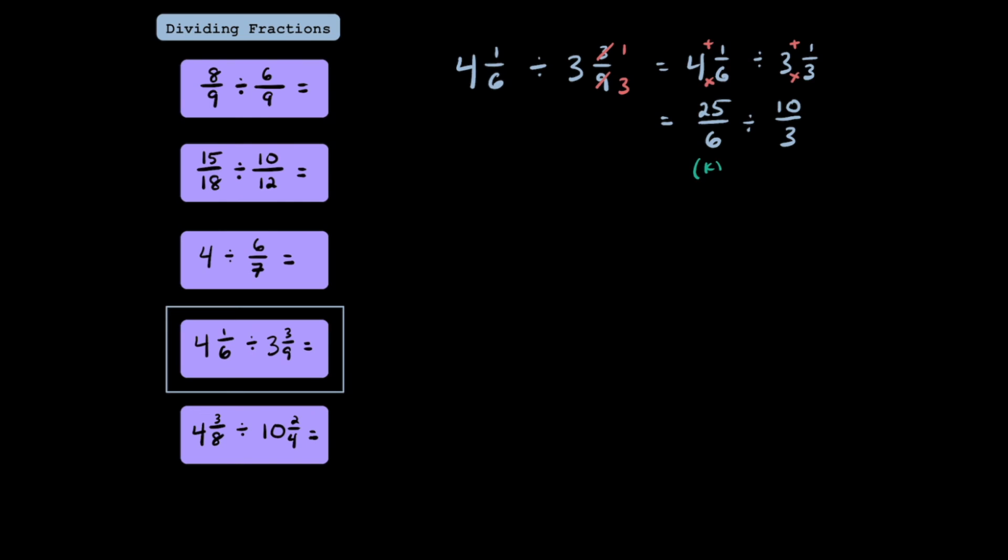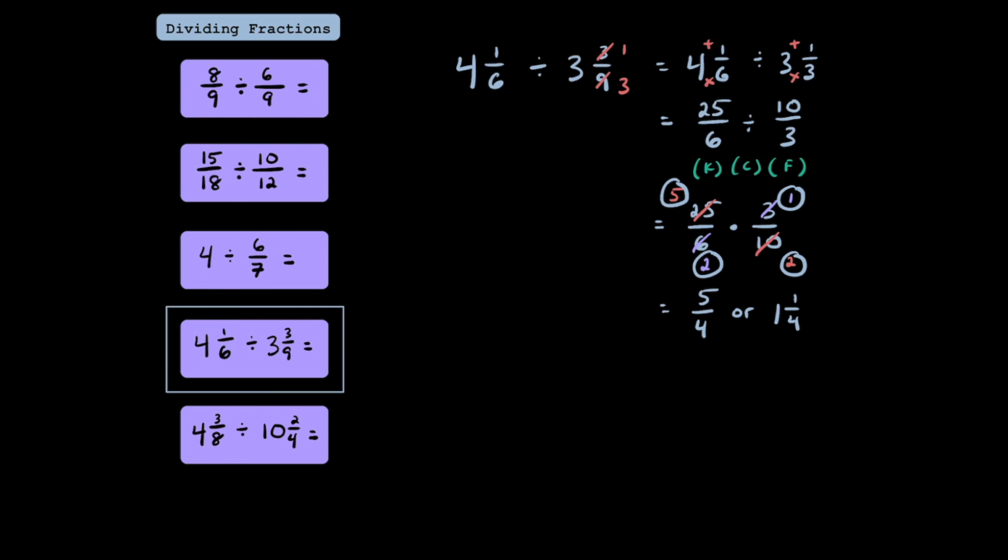Now let's rewrite this division problem as a multiplication problem. We're going to keep, change, and flip. 25/6 is going to stay the same. Division is now going to be multiplication, and 10/3 is going to flip or reciprocate into 3/10. Now let's look to cross cancel. The 10 and 25 will cross cancel to make a 5 and a 2 if we divide them both by 5. And a 3 and 6 will cross cancel to make 1 and 2 by dividing them both by 3. Multiplying these leftover numbers together, 5 times 1 is going to be 5, and on the bottom 2 times 2 is going to be 4. 5/4, or 1 and 1/4, will be our final quotient here.